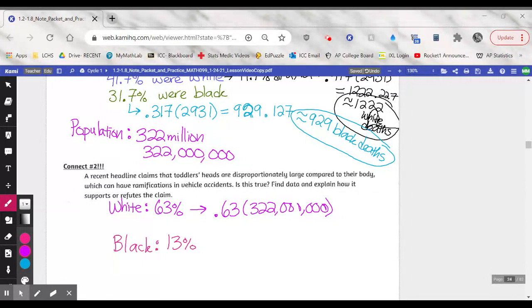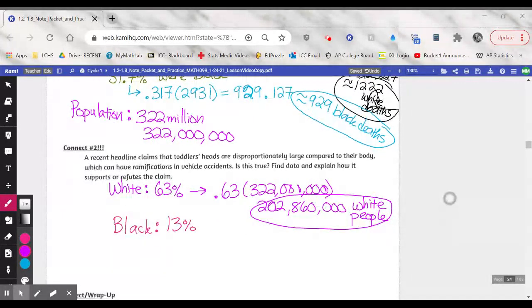And we get, sorry about that. Sometimes after I've used the stylus for a while, it gets a little bit wonky because the laptop heats up and stuff. All right, so for our white population in the United States, we have 202,860,000.